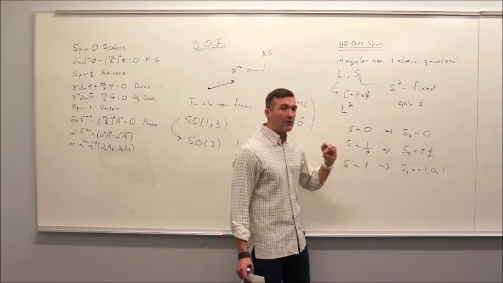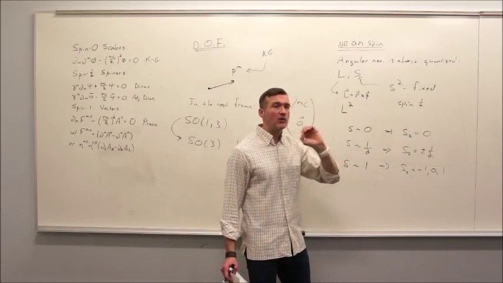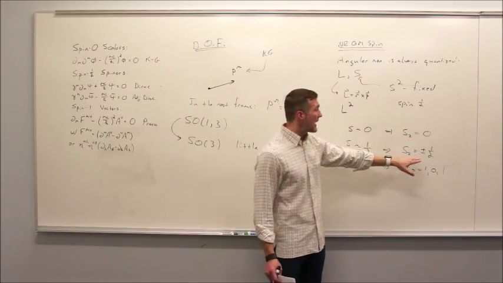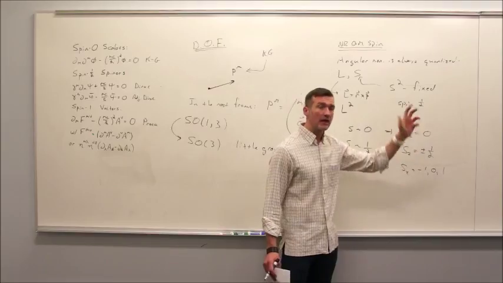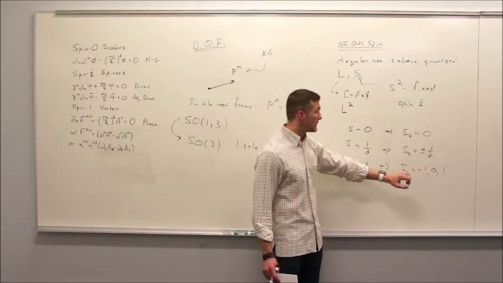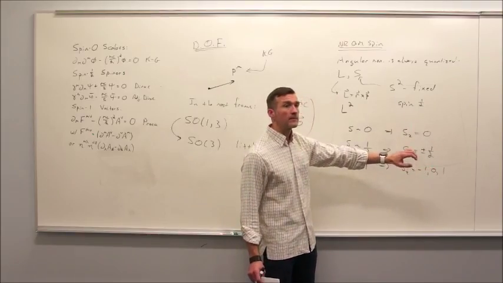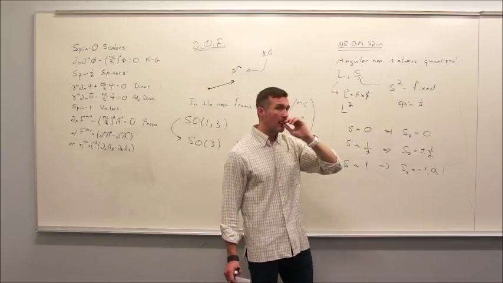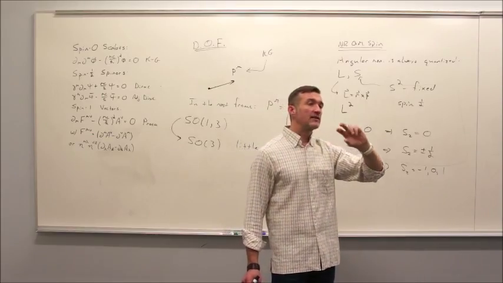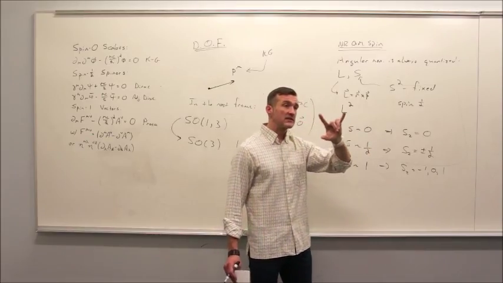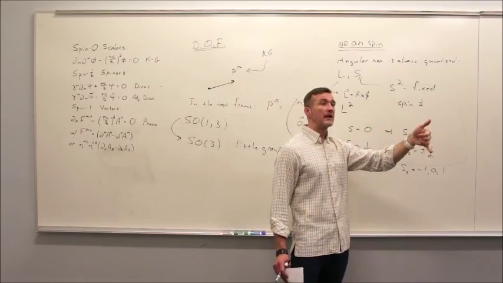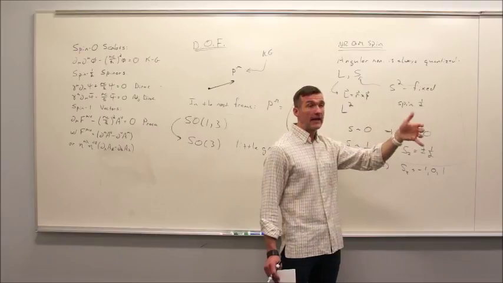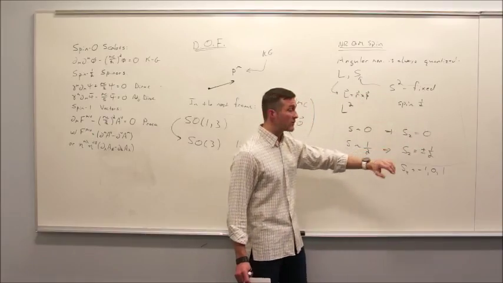For a spin-half particle, even if I tell you where it is and how fast it's going, I still have 2 degrees of freedom. How much of it is spin up and how much of it is spin down? Are those really 2 separate degrees of freedom? Yeah. You can think of the state vector as a superposition of the spin up and the spin down eigenkets, and then you've got coefficients that go in front of those.